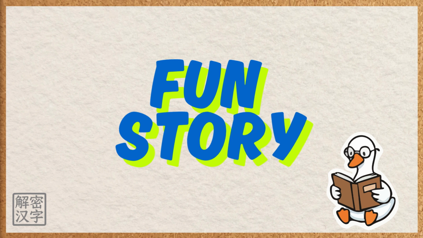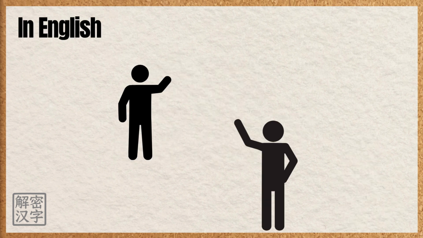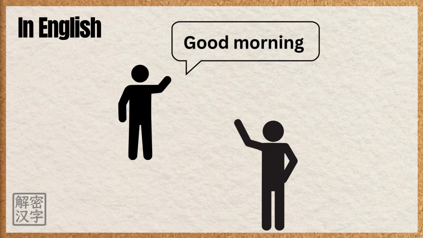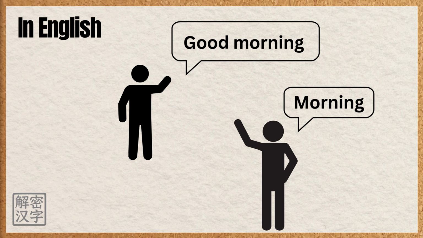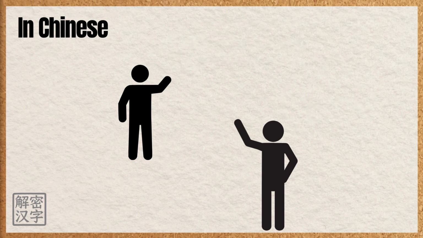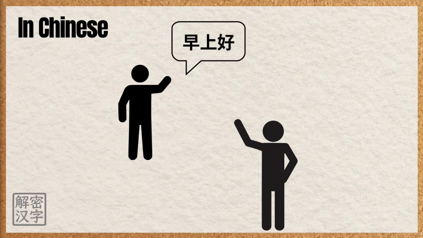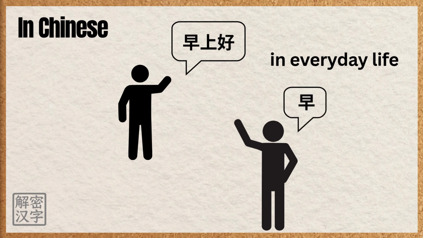Let's look at a fun story behind this character. In English, when you meet someone in the morning, you usually say, good morning, but sometimes people just say morning, short, casual, and friendly. In Chinese, we do something very similar. When you meet someone in the morning, you can say 早上好, which means good morning. But in everyday life, people often just say 早, a single character, simple and natural.